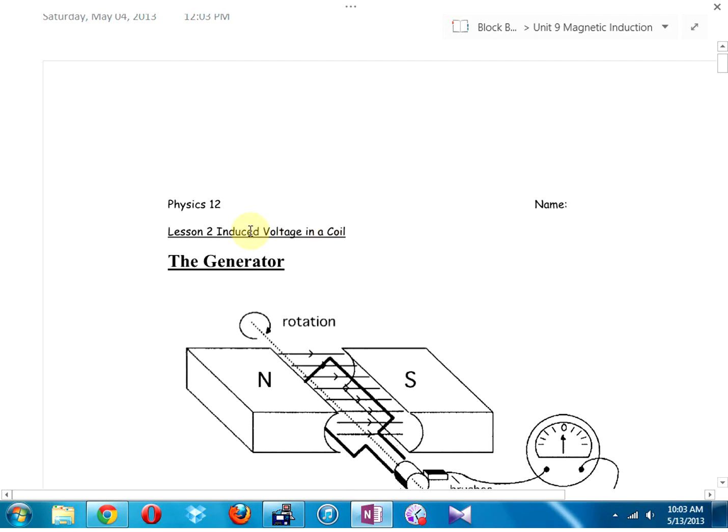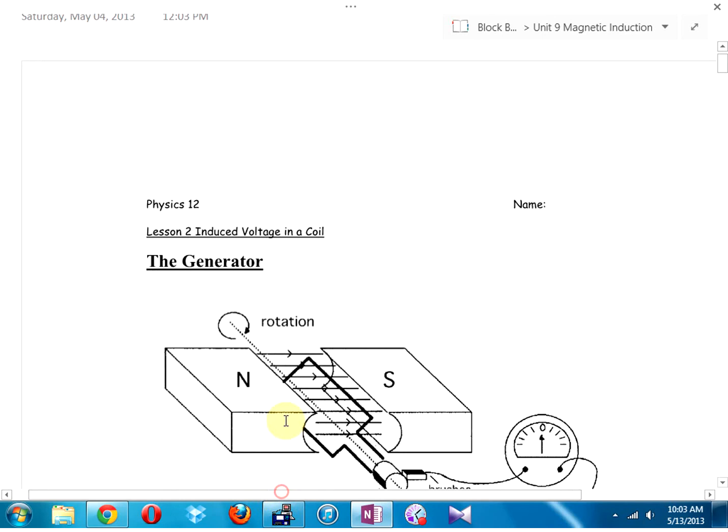So Brett, today's lesson is called Lesson 2, Induced Voltage in a Coil. Really, what we're going to look at is how a generator works. Basically, generators are the opposite of an electric motor. Last unit, we looked at an electric motor. We said if you supply current, you can get something to turn. This lesson, we're going to say, if you can get something to turn, it'll create current.